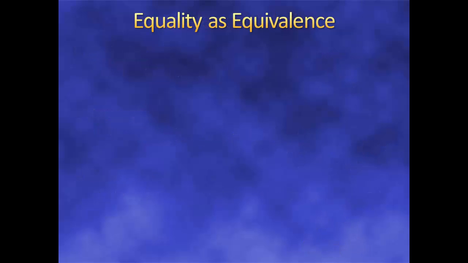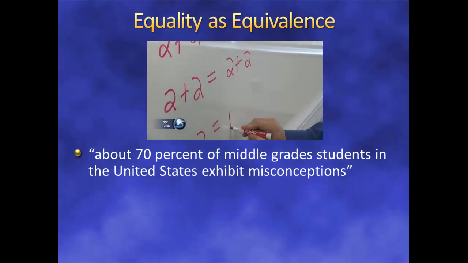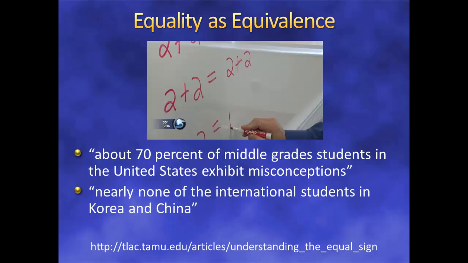As a side note, the understanding of equality as an equivalence relation is something we often take for granted without realizing just how important it is. Research in 2010 showed that about 70% of middle grade students in the United States exhibit misconceptions about the real meaning of the equal sign, while nearly none of the international students in Korea and China had any of these misconceptions. This is probably because in many cases in the United States, children who are first being taught the basics of math don't think of the equal symbol as something that shows a relationship, but rather an operator that means put the answer on the right side of these 2 little lines.